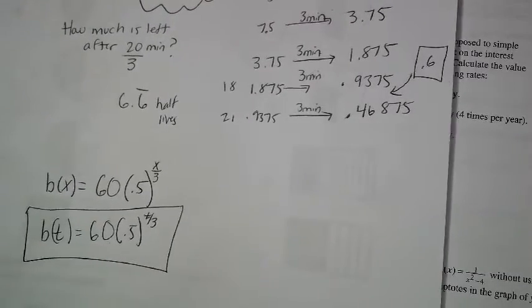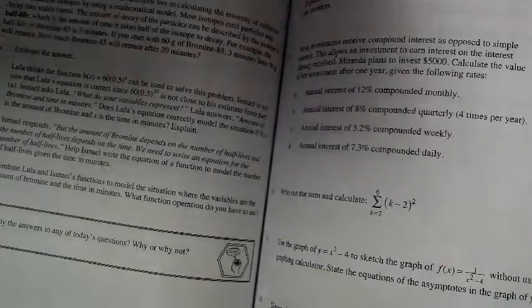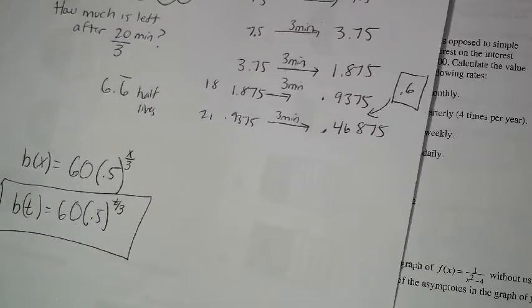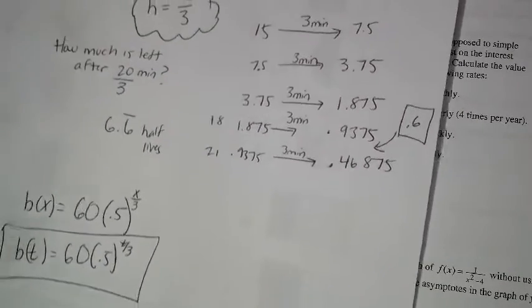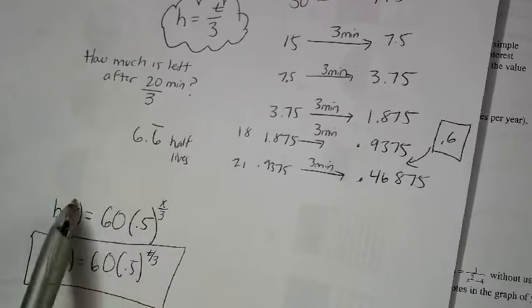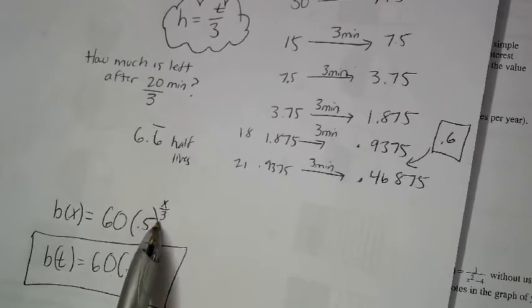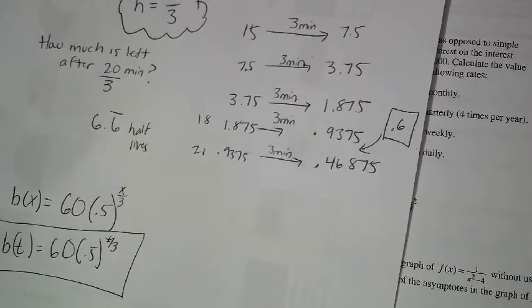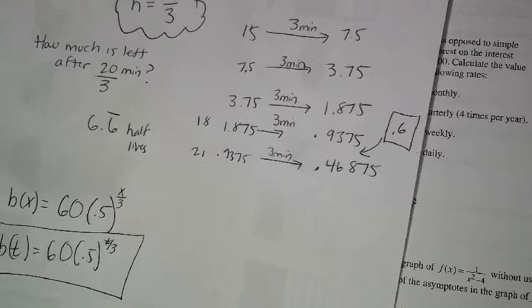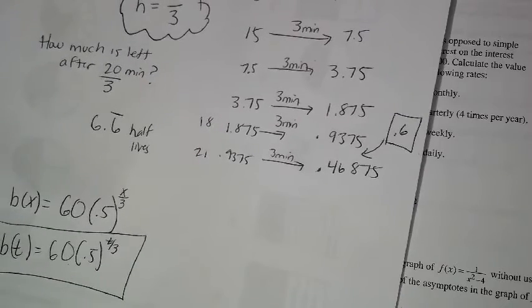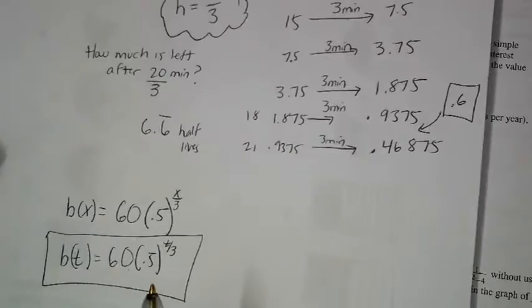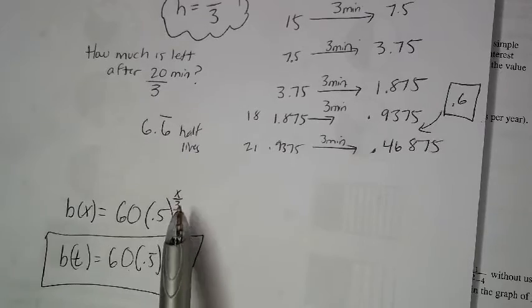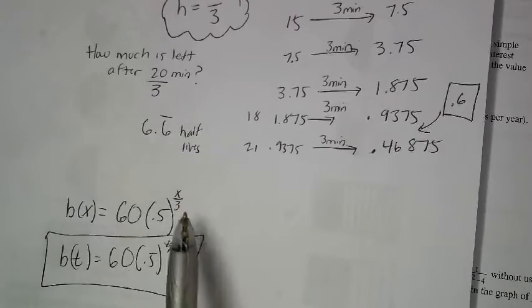And then it says, what function operation do you have to use? They want us to say that we used composition of functions, because we had Lulu's function, but right here we had to plug in Ishmael's function. Because she just had an x here, and the x was half-lives, but we needed to write the half-lives in terms of minutes. And so you would go the time divided by 3, because each half-life is 3 minutes. That's all I got on that one.